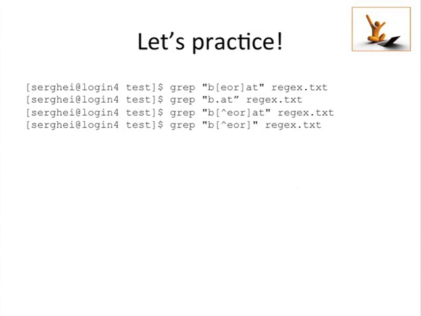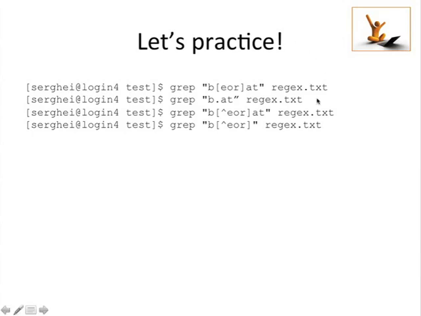So, some examples. Given the file which you have in your W1 files directory, please use grep and let's look for this regular expression, which you saw already. It's composed of 4 characters. The first character is B. The second character is either E, O, or R, and then A, T.